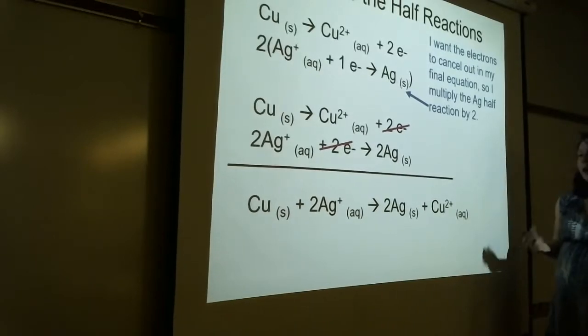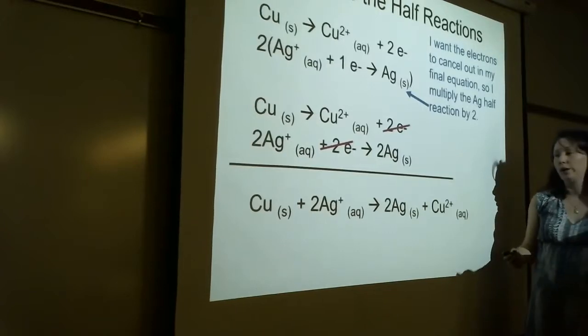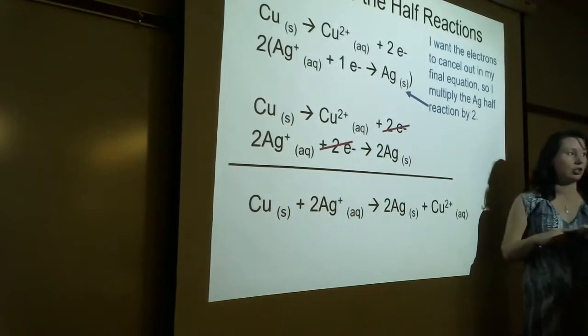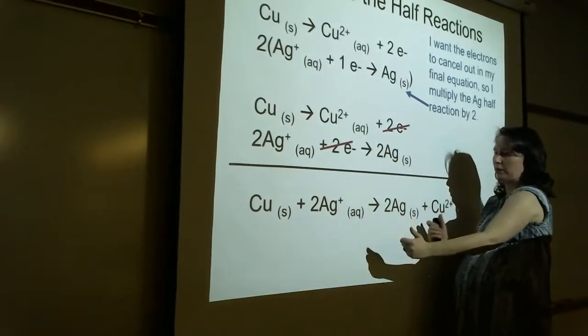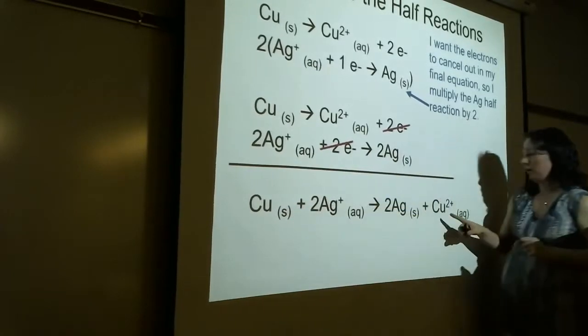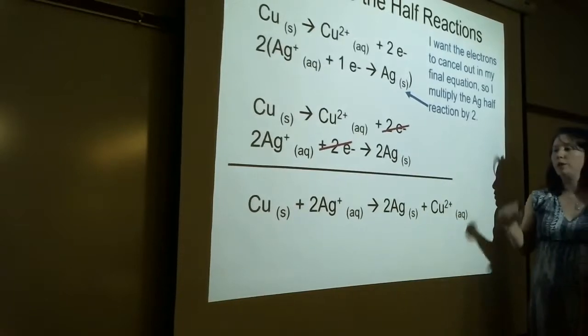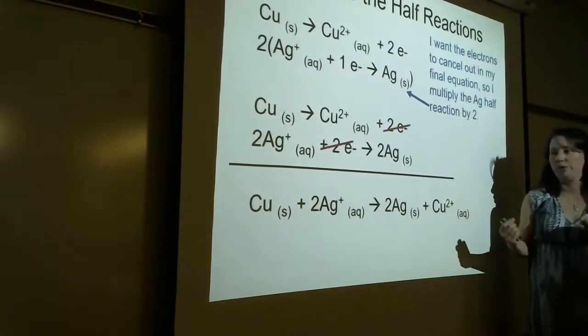And now we want to check our work. How do we check our work? We want to make sure it's still balanced in terms of number of atoms. 2 Ag, 2 Ag. Okay. 1 Cu, 1 Cu. Good deal. We also want to make sure the charge is the same on both sides.